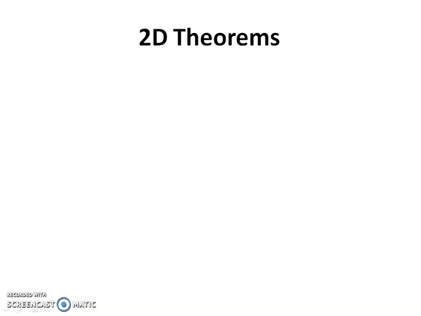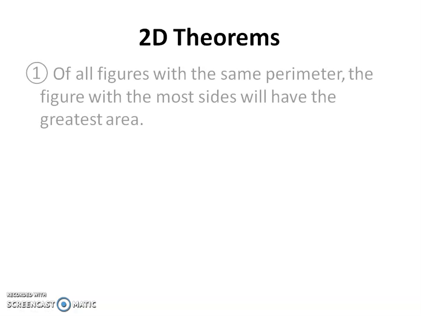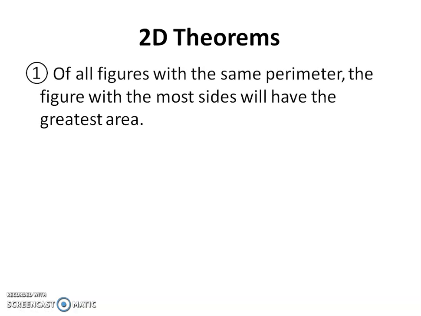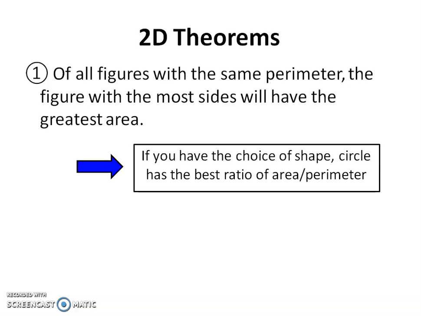And there are 4 theorems that basically say the same thing, but I'll take you through them, what they are and what they mean. The first one is that of all figures, that's just a word for 2-dimensional shapes, with the same perimeter, the figure with the most sides will have the greatest area. The conclusion of that is that if you have a choice of shape, circle has the best ratio of area to perimeter. That's because a circle essentially has infinitely many little sides. But I'll show you how this works.